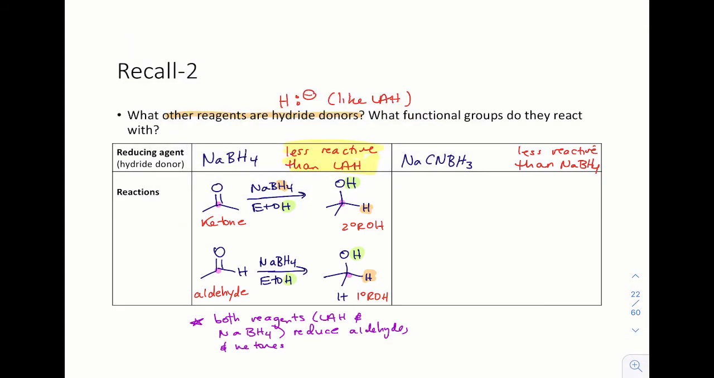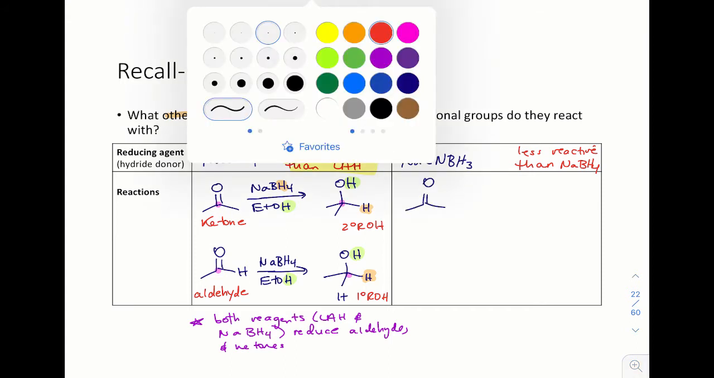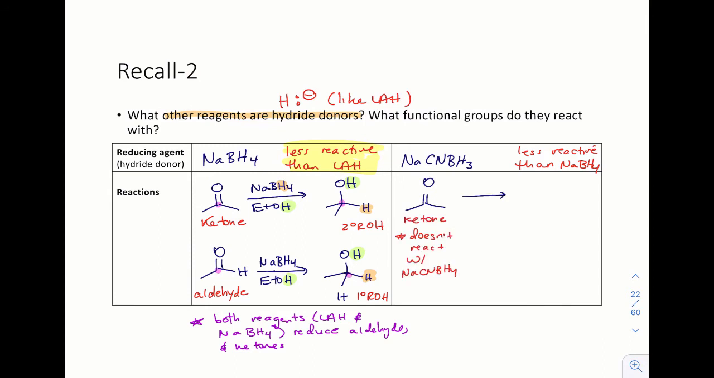In contrast, sodium cyanoborohydride is even less reactive than sodium borohydride, and it does not reduce aldehydes and ketones. In fact, a ketone such as this one can be treated with an amine in the presence of sodium cyanoborohydride in a slightly acidic buffer, and that ketone will not react with the reducing agent. However, the ketone does react with the nucleophilic primary amine or secondary amine.